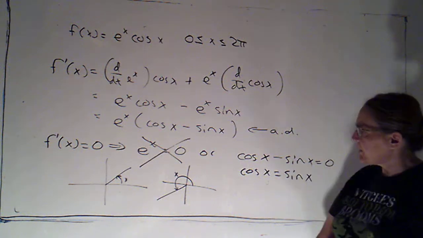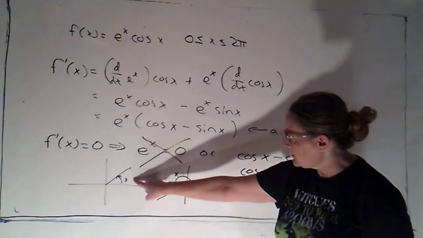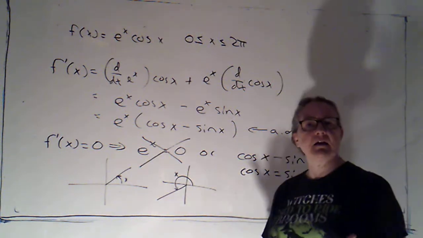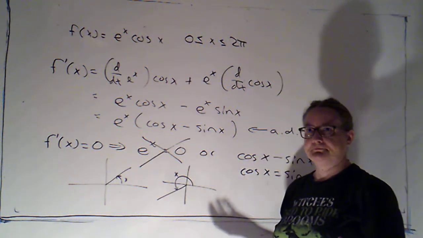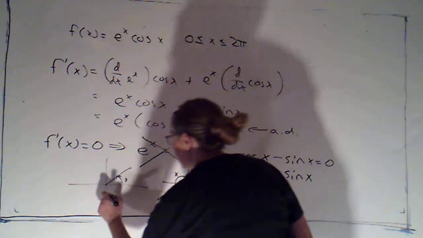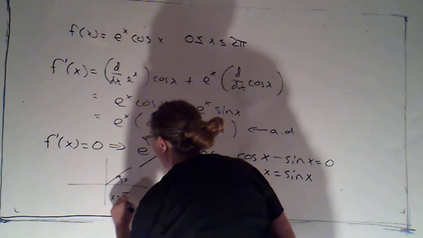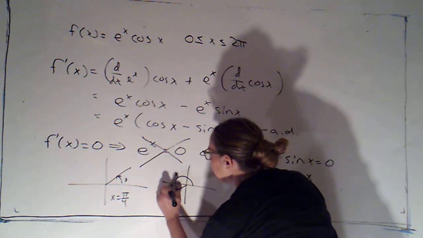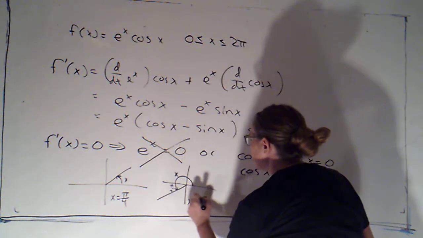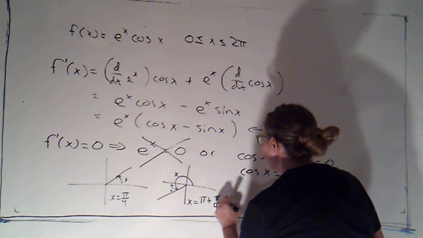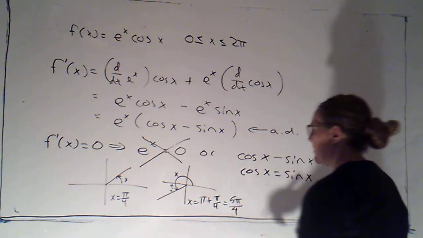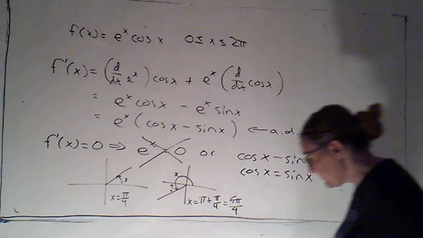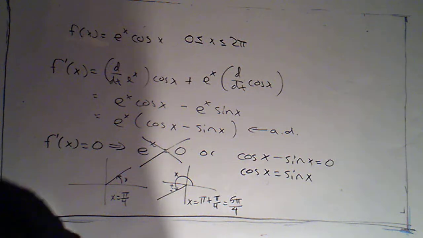And then I just want to see, well, what's my reference angle? Whatever angle I have here, that's going to be my reference angle here, and it's going to be the acute angle that has the same sine and cosine. Well, I ought to be able to recognize that's just going to be pi over 4. That makes this little reference angle right in here pi over 4, so that x is pi plus pi over 4, which would be 5 pi over 4. So I've got two critical numbers in this interval, pi over 4 and 5 pi over 4.